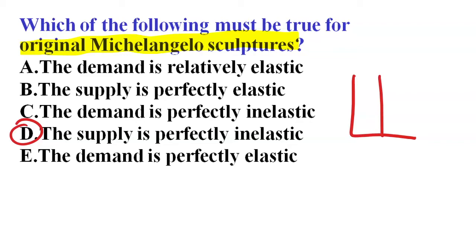It obviously can't be B, perfectly elastic, because that means that the percent change in price changes the supply a lot. But if Michelangelo is dead, it's not going to impact the supply. It can't be perfectly elastic. Yet again, it can't be relatively elastic. So the only thing we're left with is C, the demand is perfectly inelastic. But yet again, that doesn't make sense here, mainly because the demand could change based on the price. And so here, the only correct answer left is going to be answer choice D as in dog.